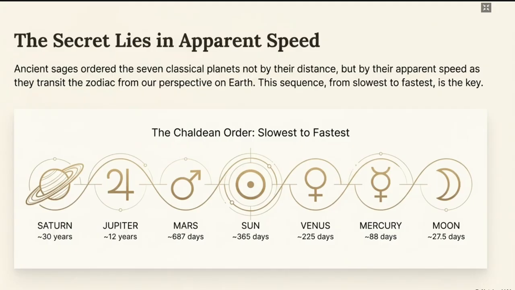Now this order is clear to you. The speed must also be clear, and the order must be clear. Okay, so we have just arranged them in an order of their speed.